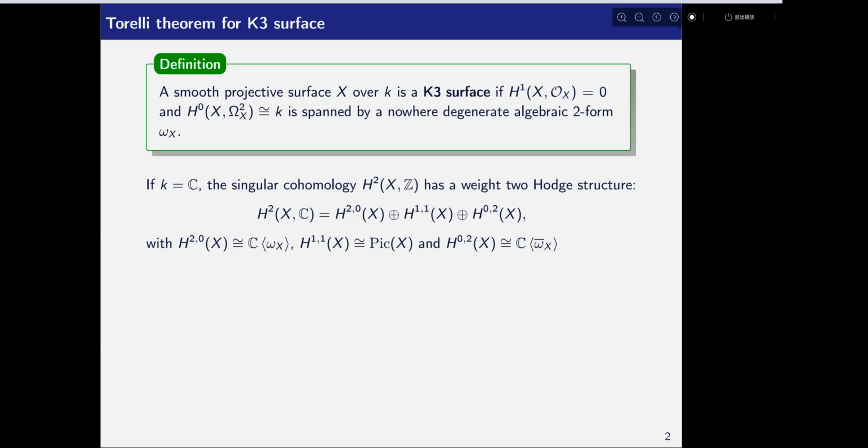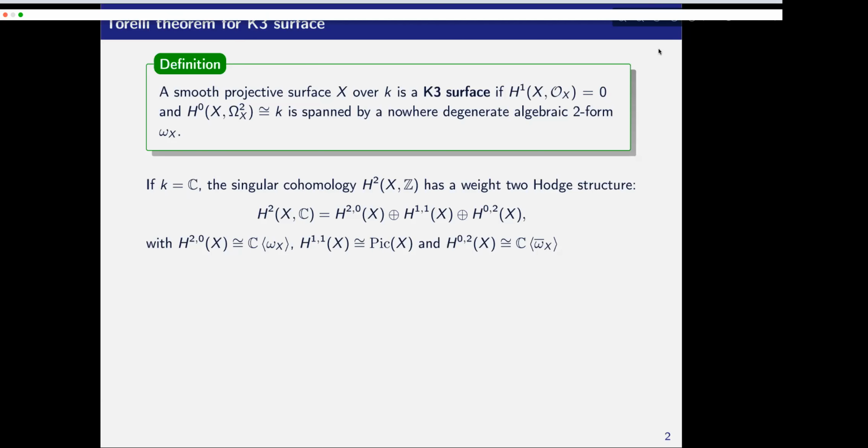In this case, the cohomology theory has a natural structure called the Hodge structure. The singular cohomology H²(X, Z) has a weight 2 Hodge structure, decomposed into three pieces. H^{2,0} is generated by the holomorphic 2-form in this case, and H^{0,2} is the anti-holomorphic 2-form. H^{1,1} is, sorry, it's not Picard, this is wrong. H^{1,1} is just H^{1,1}, so this is a typo.